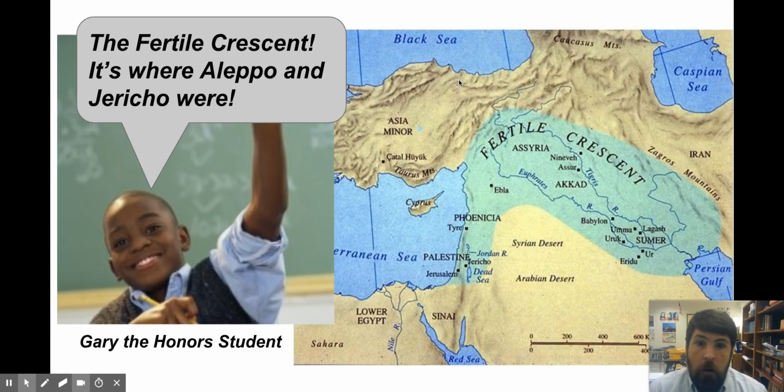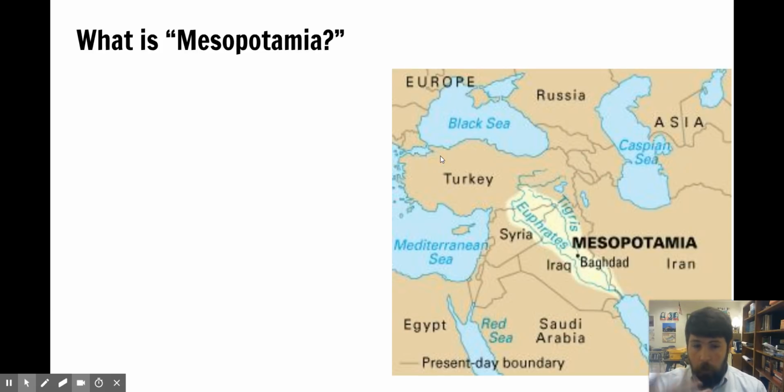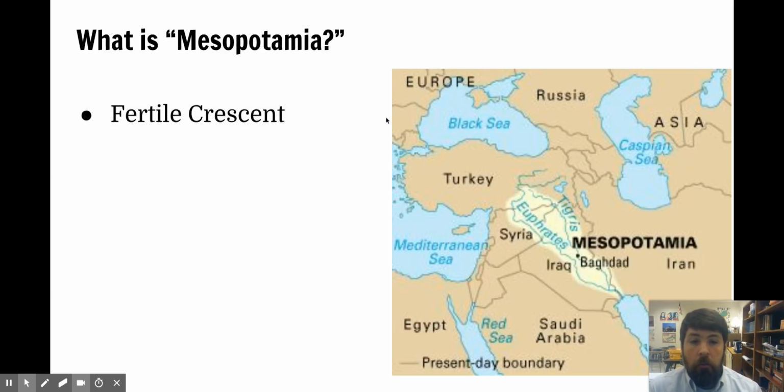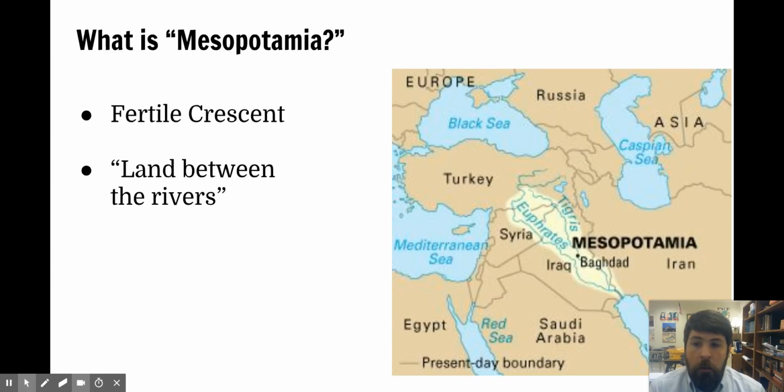Those were two of the earliest cities in the entire world, and other cities formed in this same region, the Fertile Crescent. Part of the Fertile Crescent is called Mesopotamia, and that's what we're talking about today: civilizations that developed in ancient Mesopotamia. And Mesopotamia is actually Greek. It means the land between the rivers.